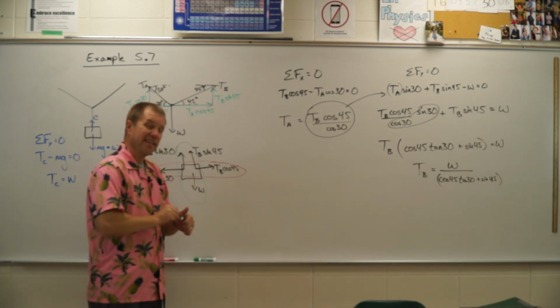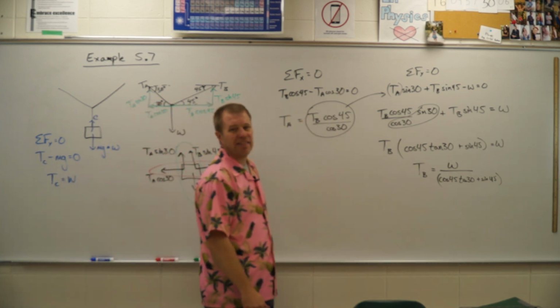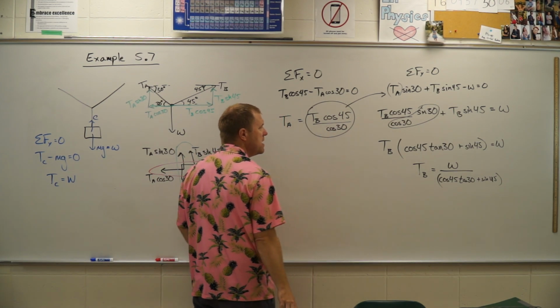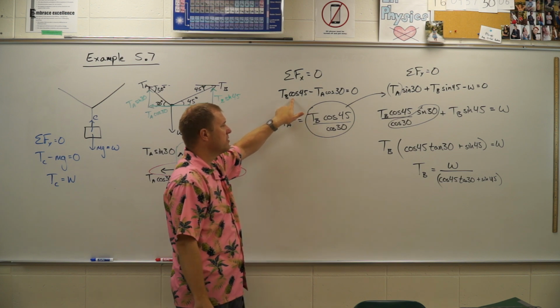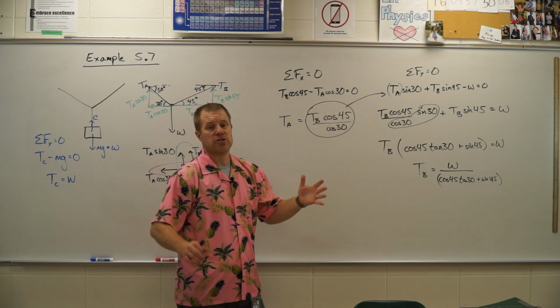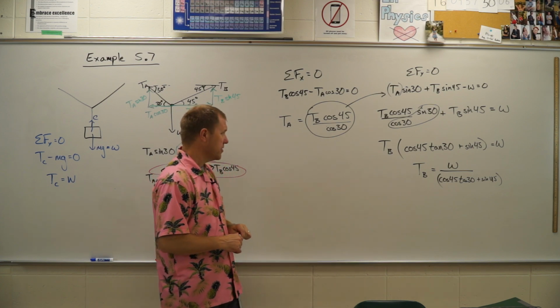Now, at this point, it would be a good thing for you to try to do it the other way. So here I solved for TA first, substituted and found TB. Go ahead, take a moment, and solve this first equation for TB, substitute it in, and solve for TA. So go ahead, pause it here, and then come back and you can check your answer.